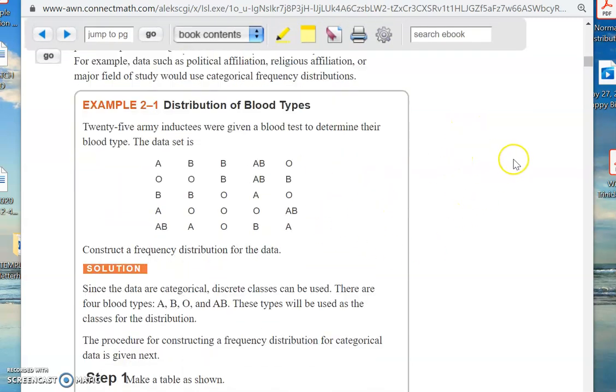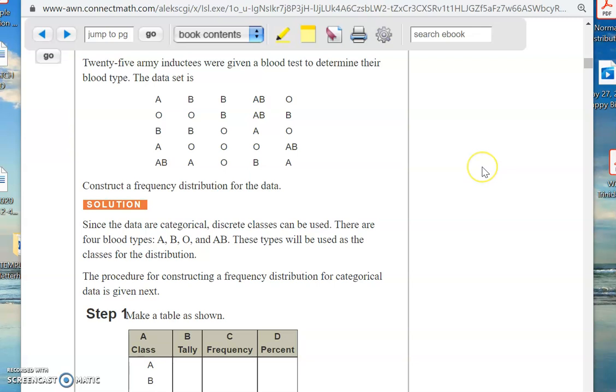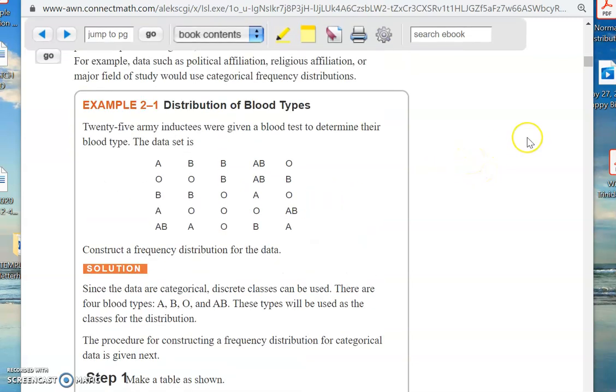Here's an example, talk about blood types. So we've got these 25 guys and gals that join the Army. They're given a blood test, and we find out what kind of blood type they have. And we want to construct a frequency distribution because, clearly if you just look at this, it doesn't really help you. You can't really understand it very much.